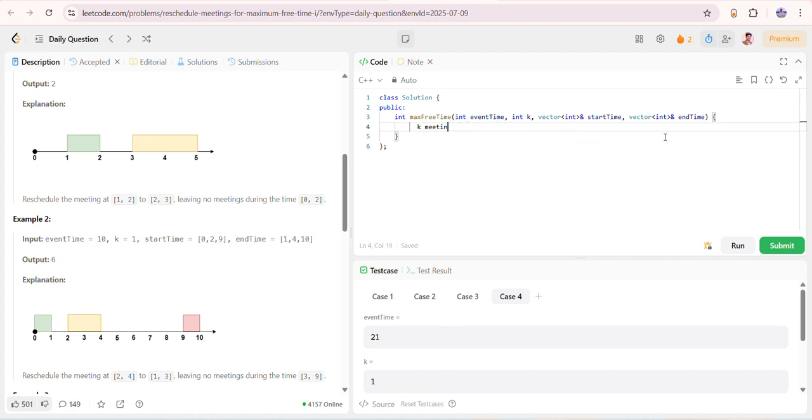So let us first, I will also cover whatever is remaining in the approach by code. So first of all, what you have to do is make an array of gaps. So first of all, let us take int n equals start time dot size. Okay. Now you have to take a vector of gaps.